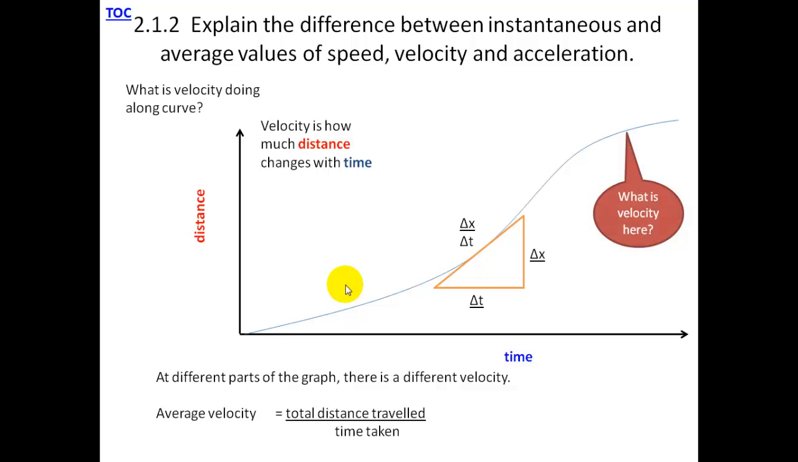What about the velocity here? Here again, we must draw the tangent, draw a triangle, find the change in x, find the change in t. So this speed will be delta x by delta t, which will be a different gradient, and therefore it will be a different velocity.